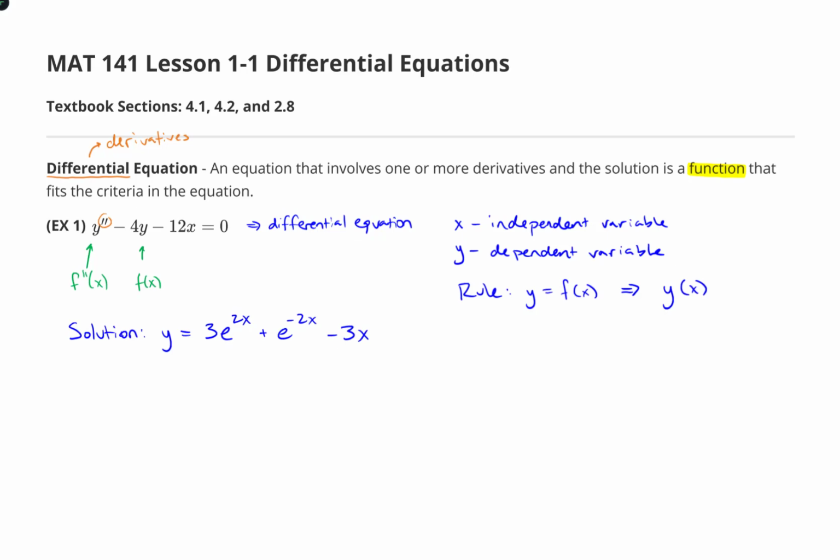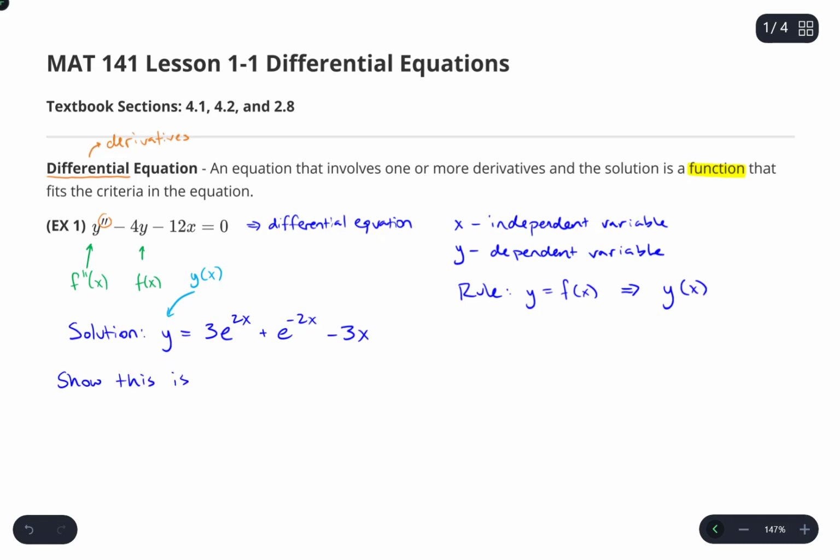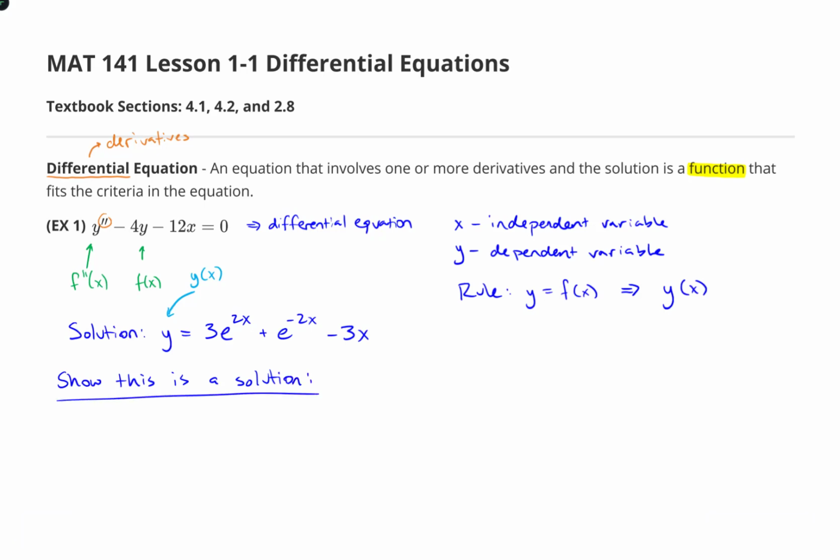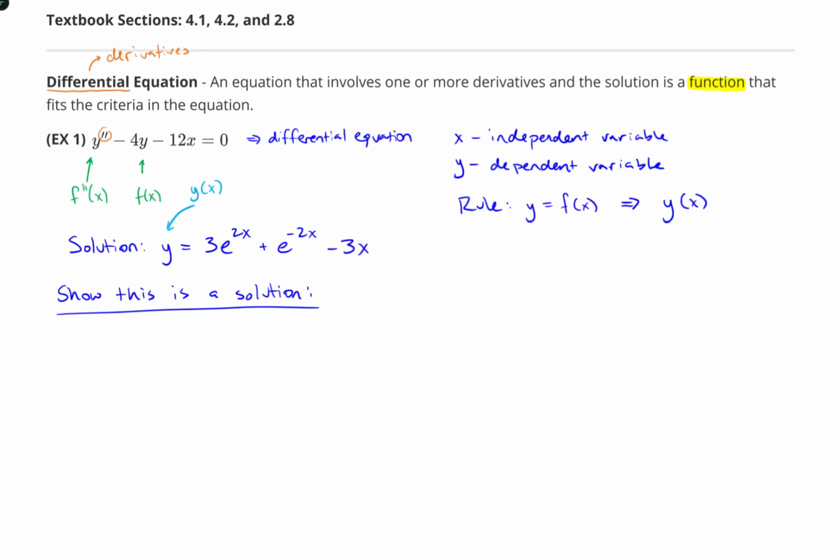Now, y is, of course, a function of x because here I have the variable y equal to some function entirely of x. So I can think of this function as f if I wanted to call it that, or I can just leave it named y. It doesn't really matter. What I want you to understand is what it means to be a solution. So let's show that this is a solution. To show that, we would substitute. The substitutions we make depend on the criteria in the equation. So we need to take the second derivative of the function y minus 4 times the function y minus 12x equals 0. So we need the second derivative of y.